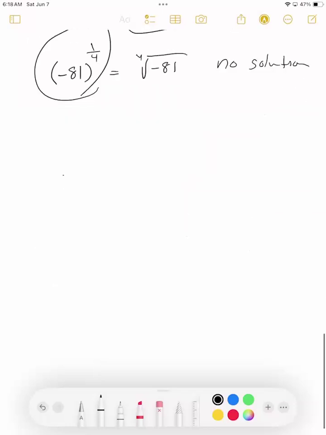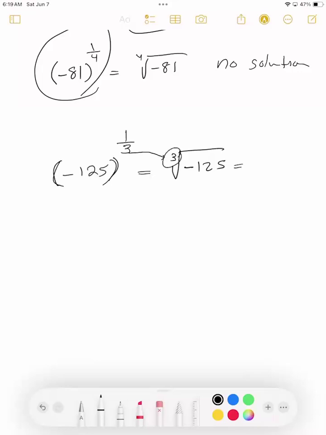What if you had negative 125 to the power 1/3? Well, you have a radical. Since the whole thing has parentheses, negative 125 goes under the radical. The root is 3. So then, since the root is odd, you can write that as -5 times -5 times -5. And you're looking for third root. You have 3 -5s. The answer is -5.